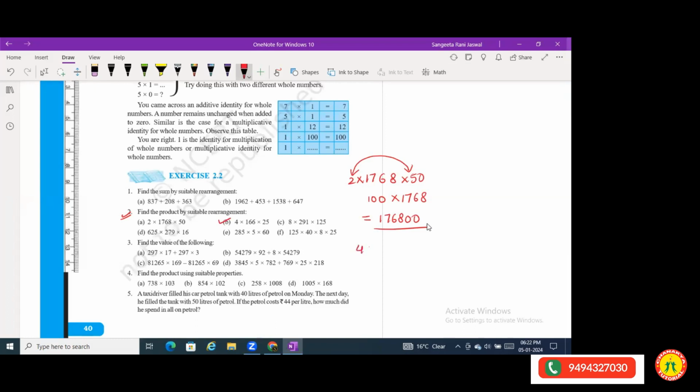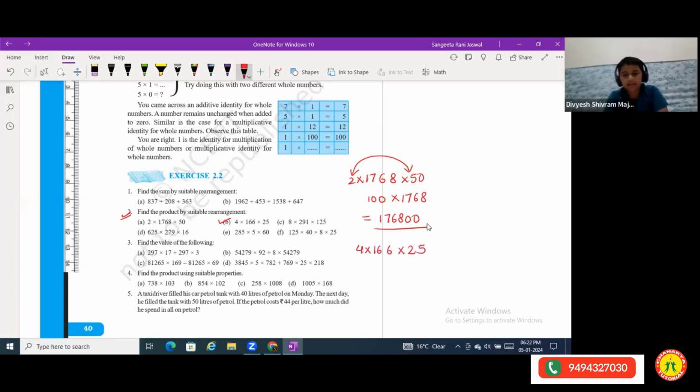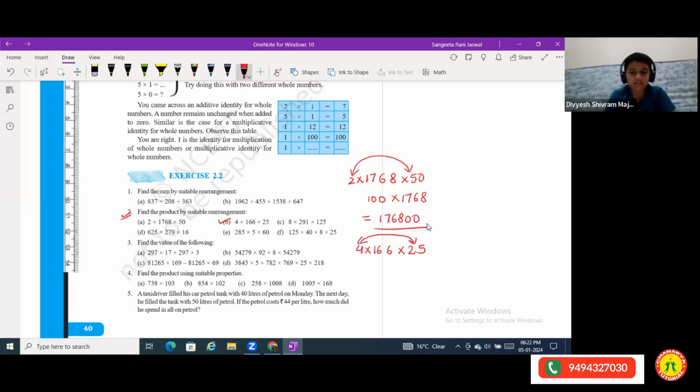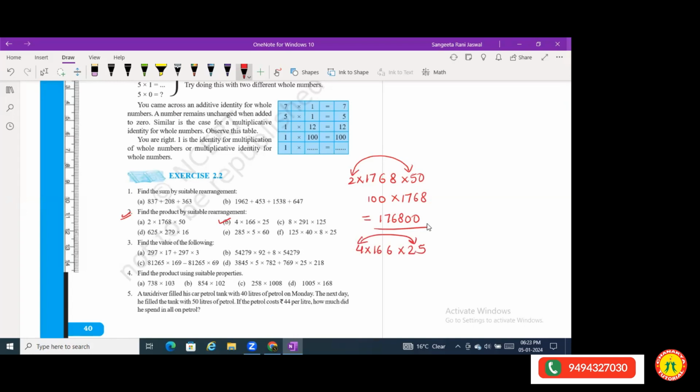Okay. 4 into 166 multiplied by 25. Ma'am, we can multiply 25 and 4, because when I multiply 25 and 4, it gives us 100. I can see that I can get 0 in the ones place. 4 fives is 20. I carry 2 here, so that becomes 16,600.